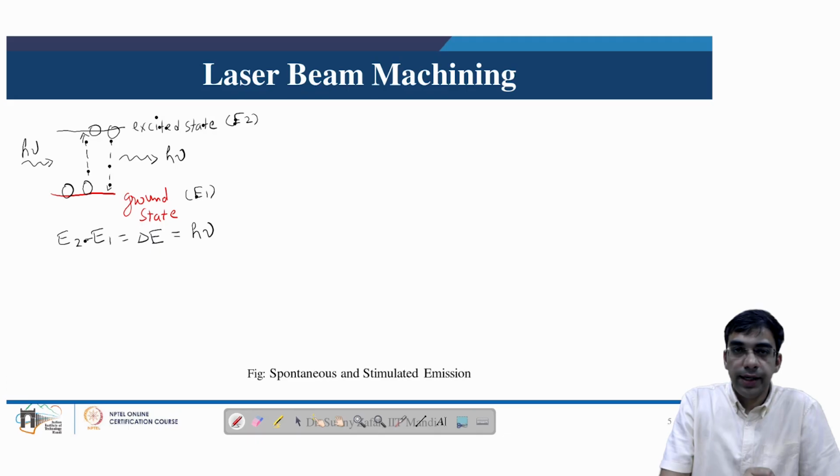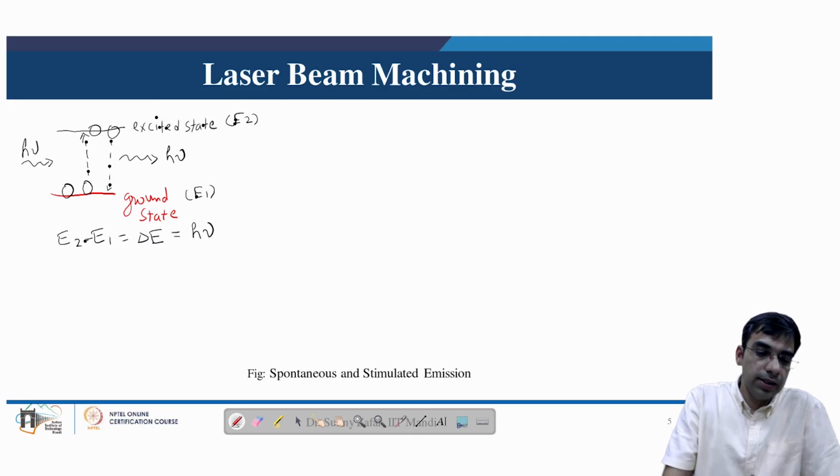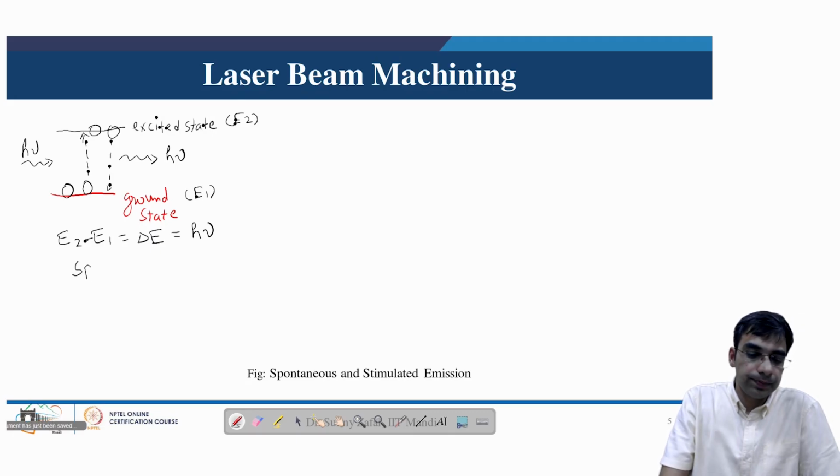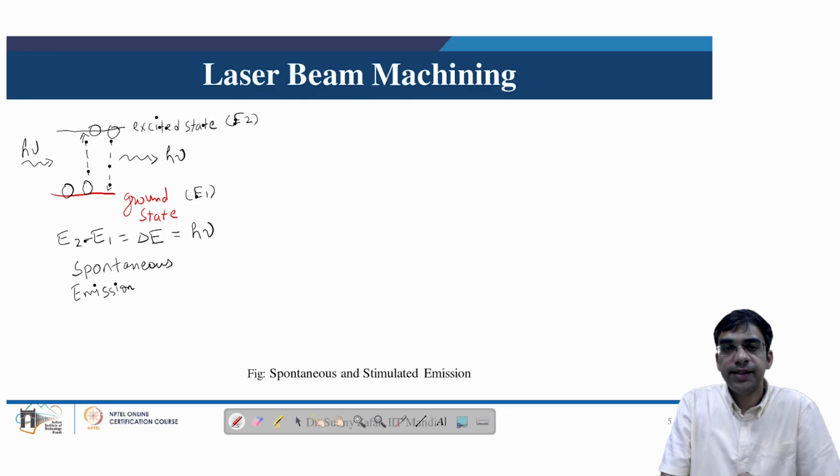So now this random movement of the electron from the excited state to the ground state is known as the spontaneous emission. In this case, there may be several electrons doing this activity of spontaneous emission. So this means there is no sync between each of them, and this is basically the spontaneous emission of radiation.